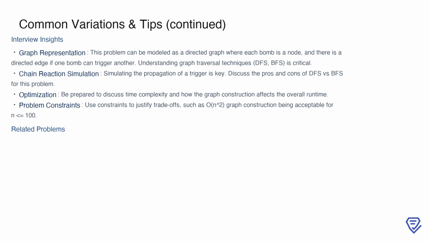Optimization is another key topic. Discussing the time complexity of the solution and how graph construction impacts runtime is important. For instance, constructing the graph in O(n squared) time is acceptable when the number of bombs is capped at 100, as per typical constraints. Being able to articulate these trade-offs and how the constraints justify them demonstrates a strong grasp of the problem.